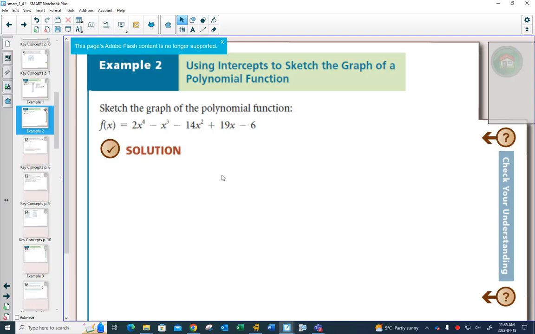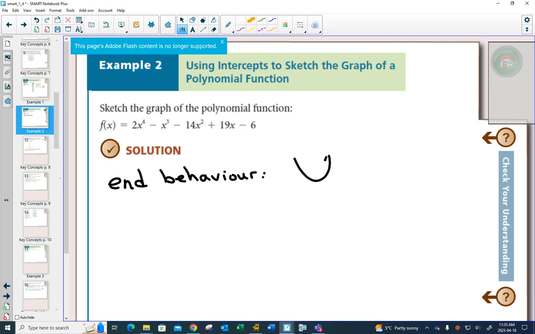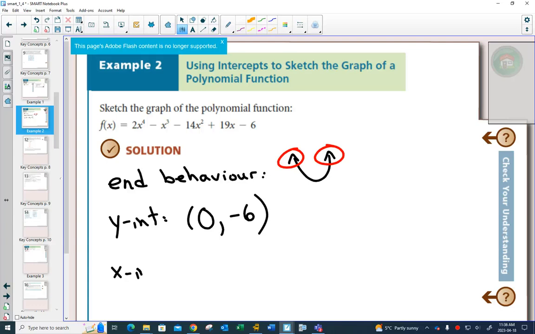Just like before, you're going to start off with your end behavior. This is an x to the 4 graph with a positive leading coefficient. It's going to act like a parabola. There's your end behavior. Next, you're going to find your intercepts, starting with your y-intercept, because it's super easy. Plug in 0 for x. 0 minus 0 minus 0 plus 0 minus 6 is minus 6. And your x-intercept, this is where there's going to be some more work involved. You plug in 0 for y.